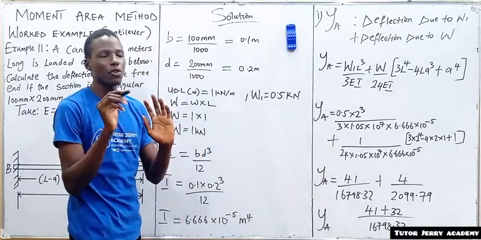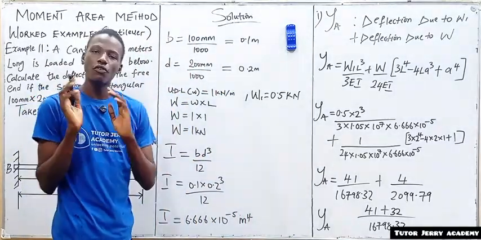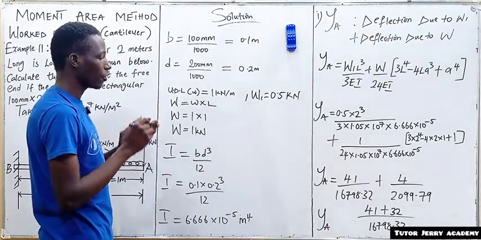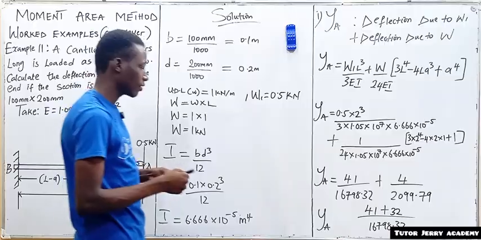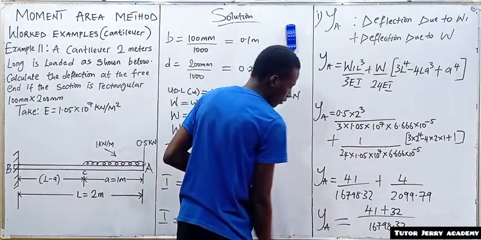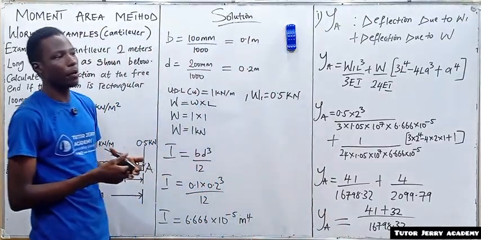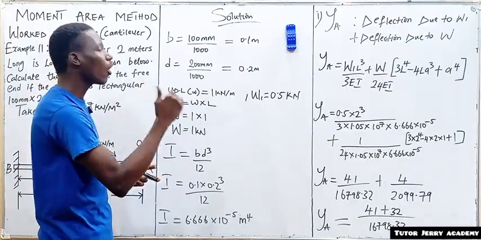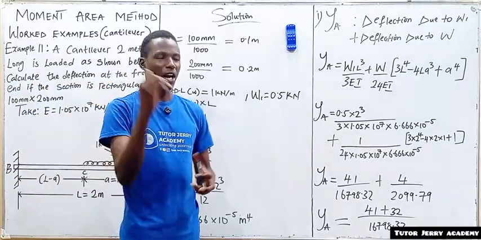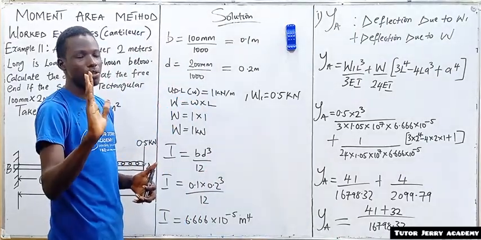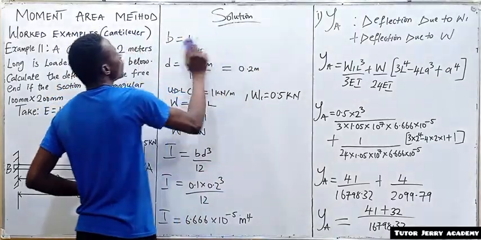So it will give us 0.004345. This is equal to, do not forget, 0.004345, but it will be in meters, so we need to convert.